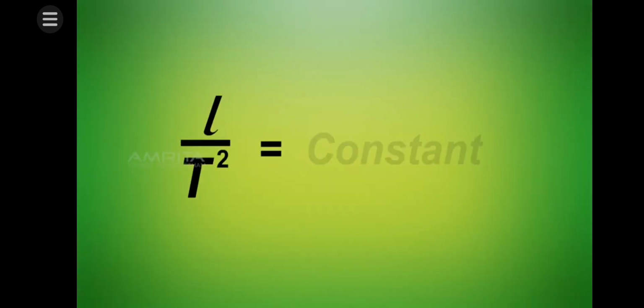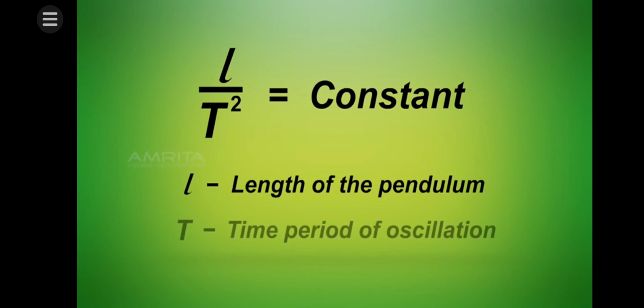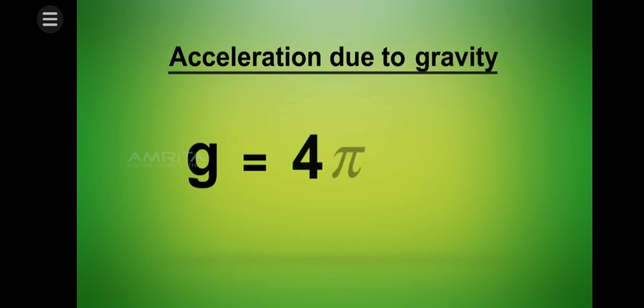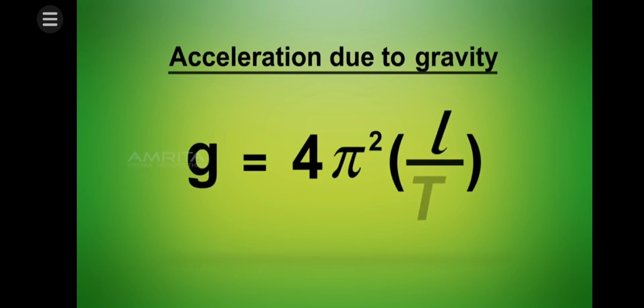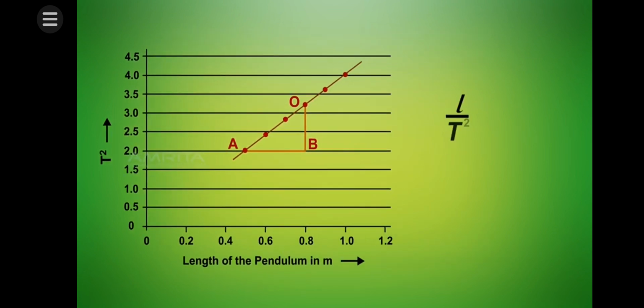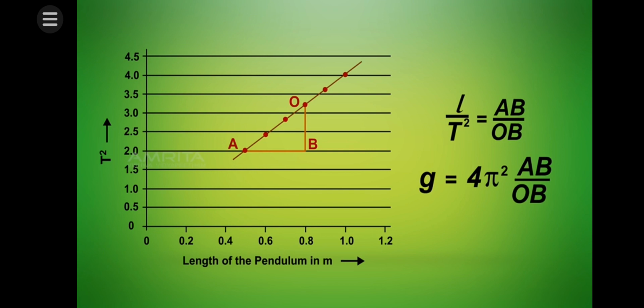The value of L/T² is calculated in each case and it is found to be a constant. Now, calculate the acceleration due to gravity using the relation g = 4π² L / T². A graph is plotted with L along the x-axis and T² along the y-axis. It will be a straight line. From the graph, calculate L/T² as L/T² = AB/OB. g is also calculated using the value of L/T².